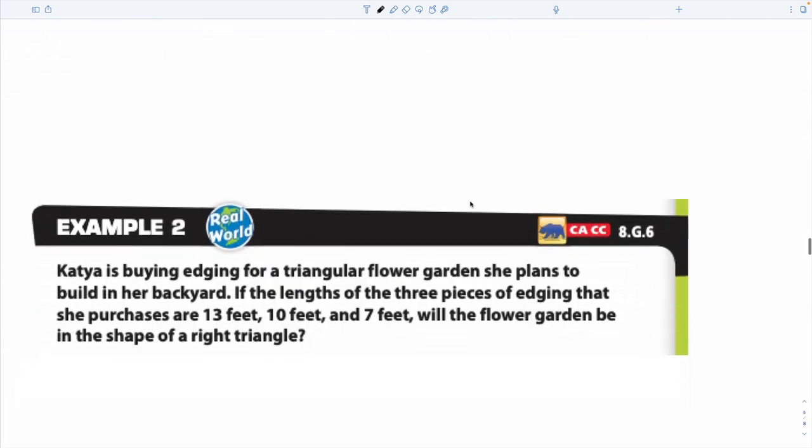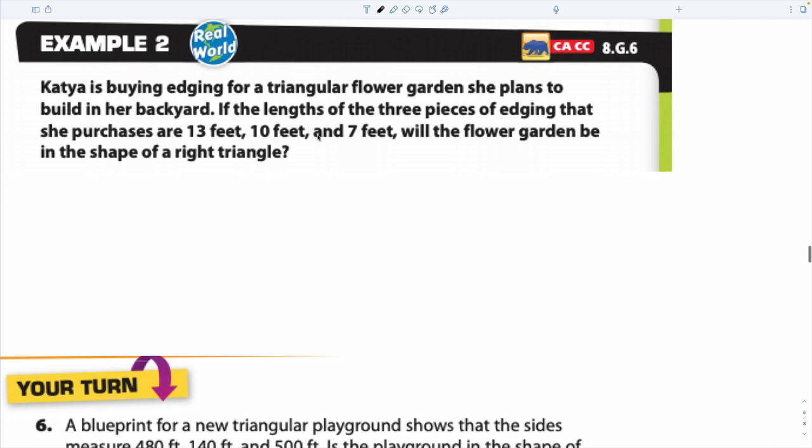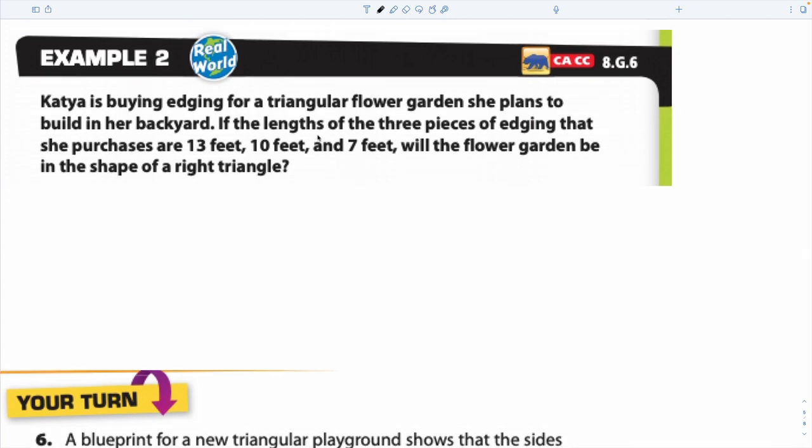Last example, similar, just in a word problem. We're just going to do one of these things and then move on to bronze. Kylie, can you read example 2? She plans to build in her backyard. If the lengths of the 3 sides of edges that she purchases are 13 feet, 10 feet, and 7 feet, will the flower garden be in the shape of a right triangle?